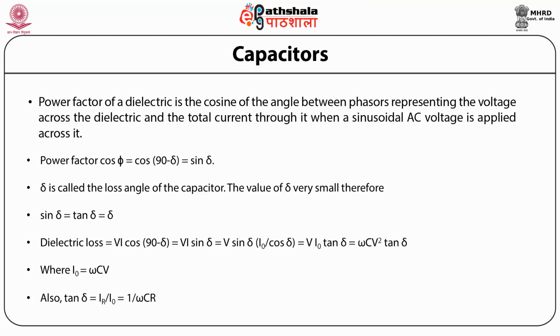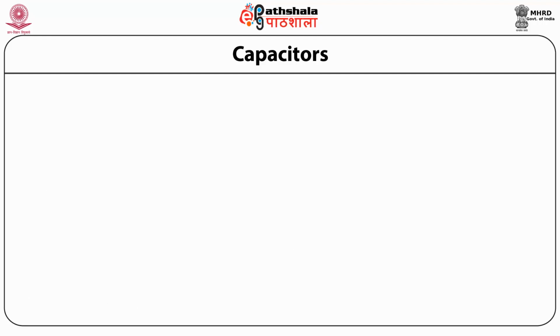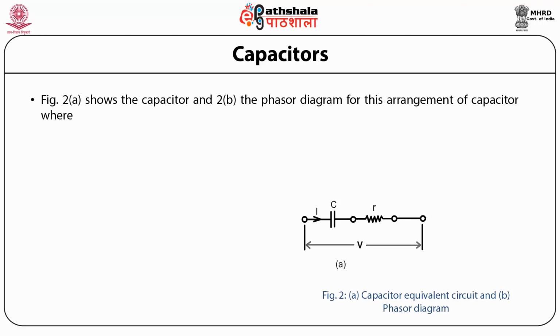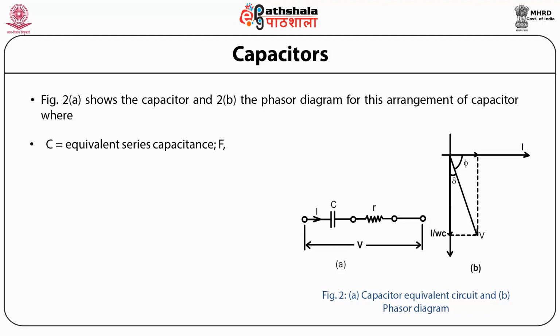Also, tan delta is equal to IR by I naught, which in turn is equal to 1 by omega CR. Figure 2a shows the capacitor and figure 2b the phasor diagram of this arrangement of the capacitor, where C is equal to the equivalent series capacitance in farad, and R is the equivalent series resistance in ohms.